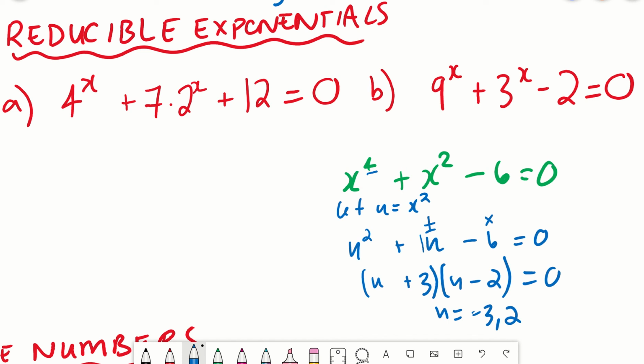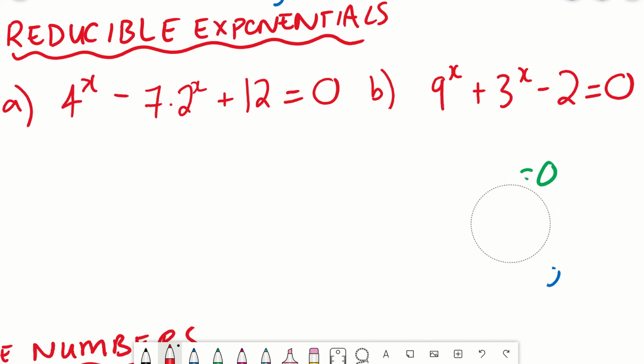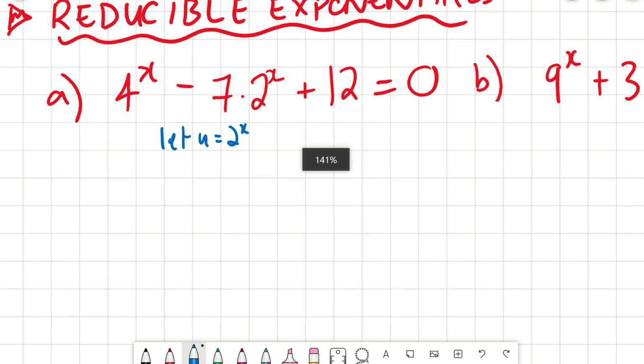We're going to do a very similar thing now with our exponentials. And I'm going to change one thing straight away. Could you please make that a minus, just to make the question a little bit nicer? They're still going to be ugly, but make that a minus there. Okay, so what I'm going to do here is I'm going to let u equal 2 to the power of x, and you're going to see in a moment why that is.